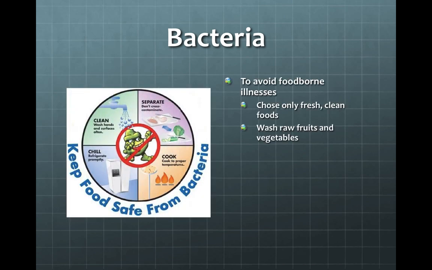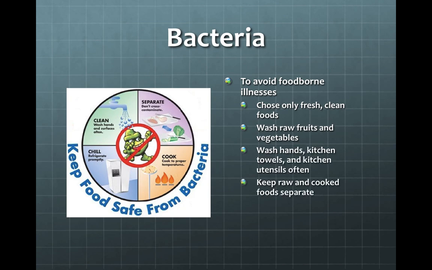To avoid these foodborne illnesses, choose only fresh, clean foods. Wash raw fruits and vegetables. Wash hands, kitchen towels, and kitchen utensils often. If you use a sponge, make sure you pop a wet sponge in the microwave for a minute every so often, like daily, because it'll kill all the germs. Keep raw and cooked food separate.